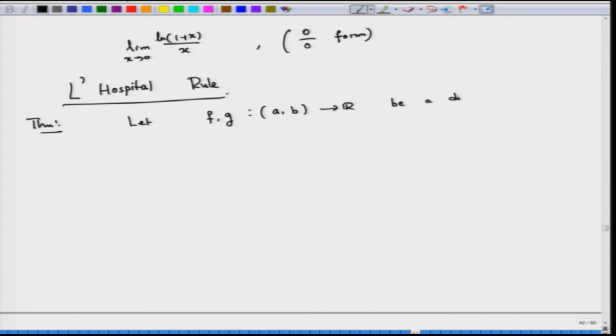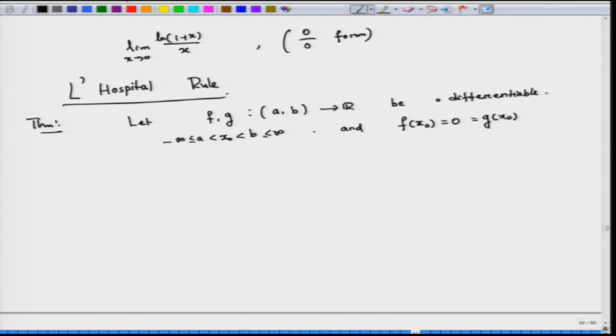two differentiable functions, or rather we can just write it as differentiable, where a I can take it less than b less than or equal to infinity. Let me take some x naught here, and f of x naught is equal to 0, which is equal to g of x naught.